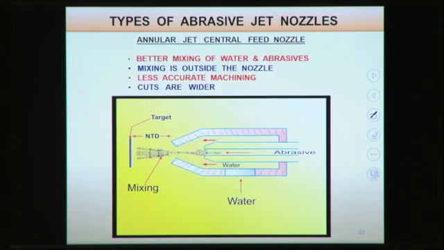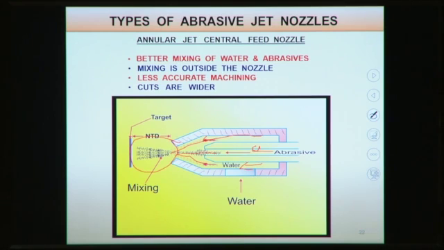After that, there is another model which is called annular jet and center feed nozzle. Here it is opposite. Earlier the abrasive particles were side fed. Here the abrasive particles are centrally fed, and the water jet is coming from this annulus region. So the high pressurized water jet is coming from this annulus region. Here there is better mixing of water and abrasives. We can see that the water jet is coming from the outer periphery, and abrasive particles are coming from the inner surface of this nozzle, and this is the mixing chamber.